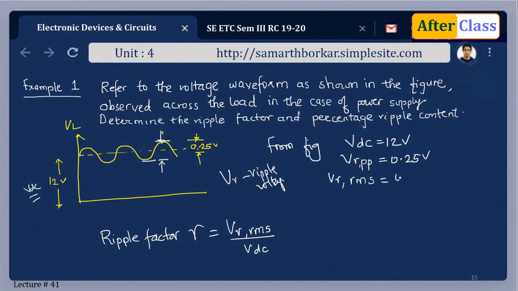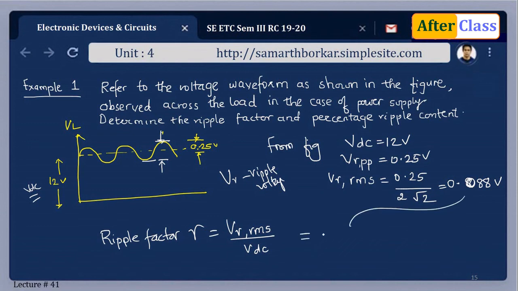will be equal to 0.25. Since we are taking the entire VR peak to peak, you have to divide by 2, and since this is a sinusoidal signal, it is √2. So this answer is 0.088 volts. So you substitute here.